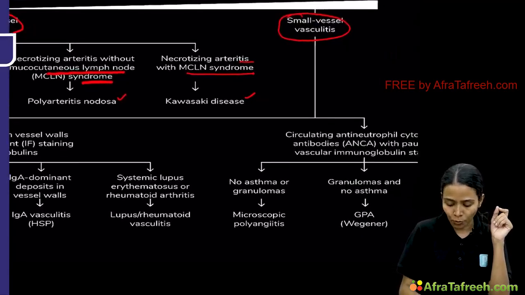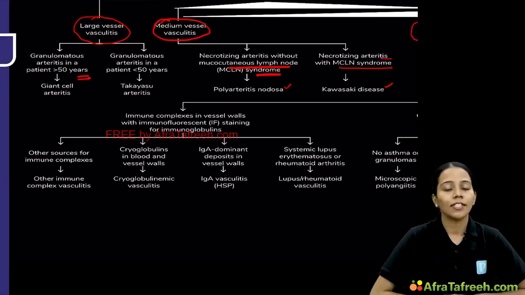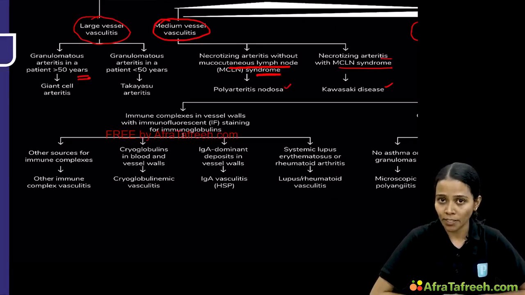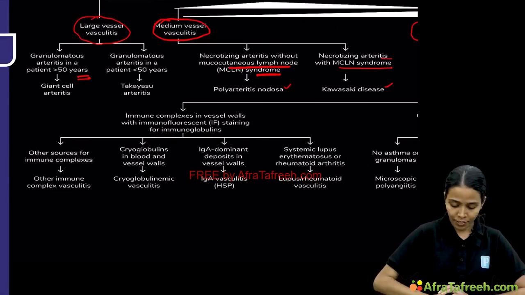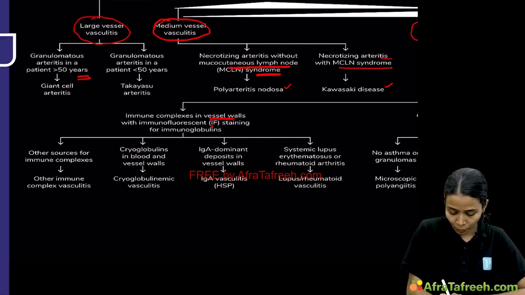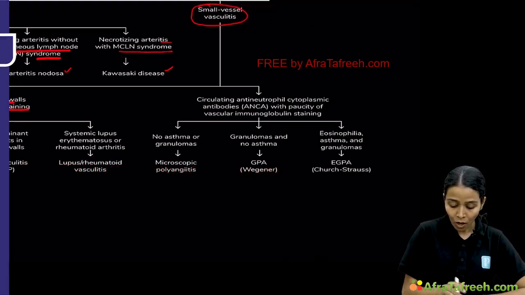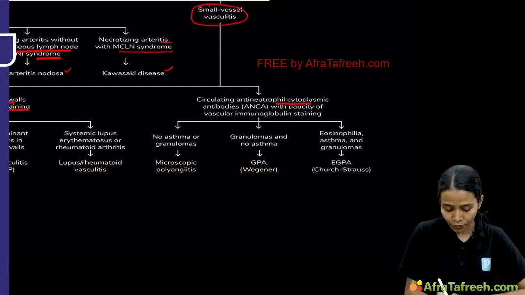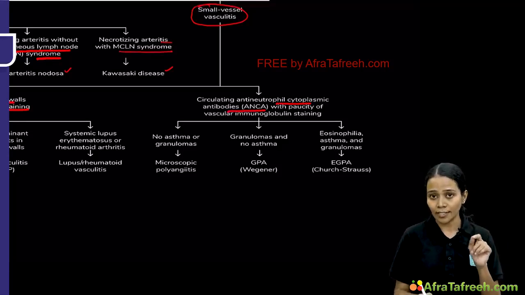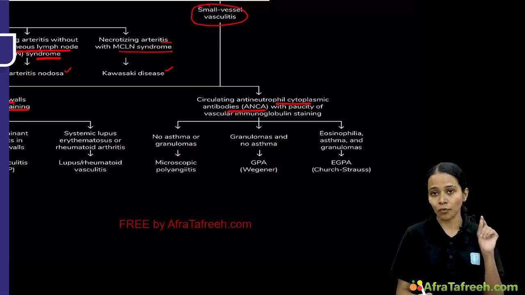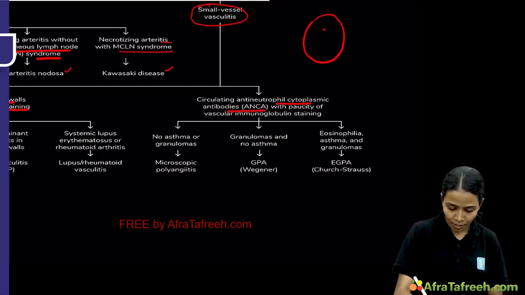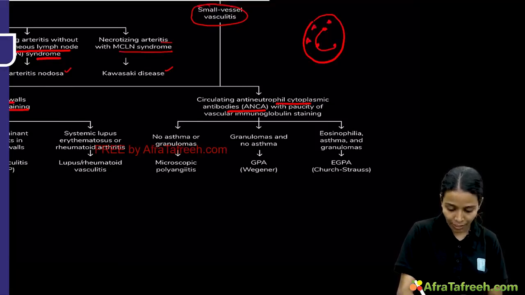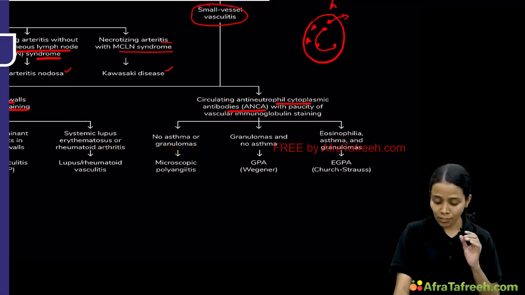Okay. Next, coming to small vessel vasculitis. Small vessel vasculitis is classified based on whether immune complex is deposited and detected in the immunofluorescence or not. So the first classification is immune complex deposition in the vessel wall with immunofluorescence staining for immunoglobulins. Or there are circulating anti-neutrophil cytoplasmic antibodies, that is, antibodies against the antigens that are present in the cytoplasm of the neutrophil. Assume this is the neutrophil. Okay. So here there are antigens, right? So there are circulating antibodies present against the cytoplasm of the neutrophil. Okay. So that is called ANCA.